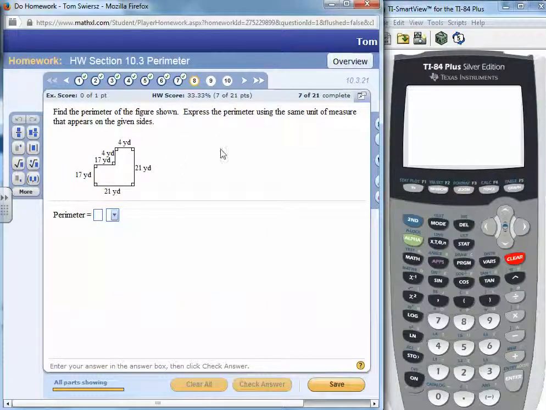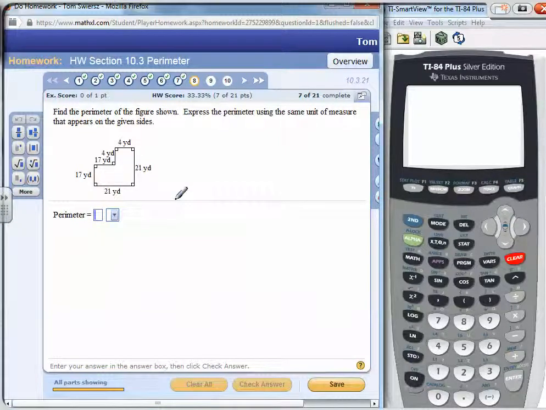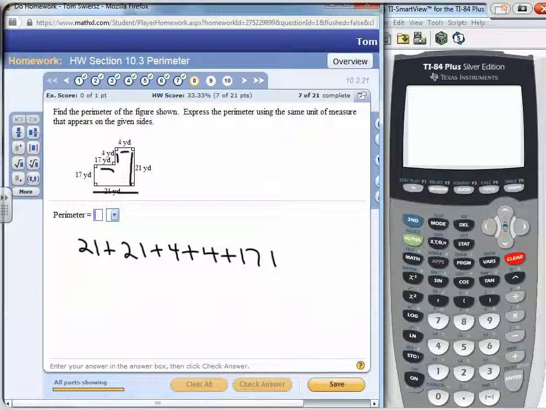Okay, find the perimeter. Everything's in yards, so we just have to go around the figure. So this side is 21, right? And then this side is another 21. Then we go 4 plus 4 down, and then 17 across, and 17 down there, and that gives us everything, right? So then we can add it up. 21 plus 21 is 42. 4 plus 4 is 8. 17 plus 17 is 34.